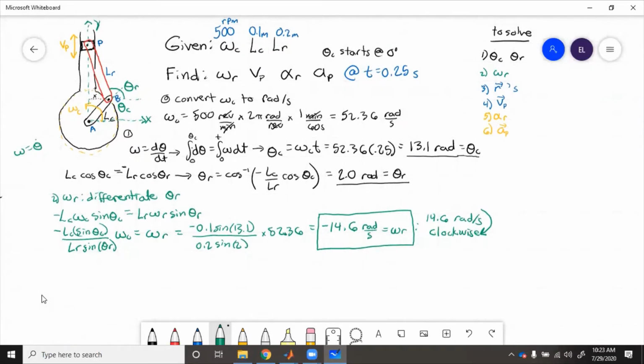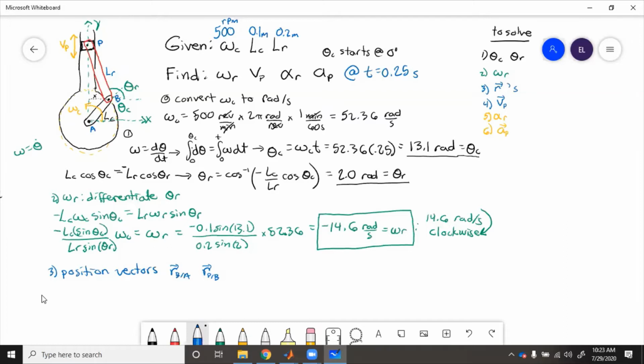Then the next step is to get position vectors. So for step 3, we need to know our B with respect to A and our P with respect to B. Because we need to know the position of this joint and then the position of the piston. Because we're going to put those position vectors into the cross products to get velocity. So position of B with respect to A is pretty easy.